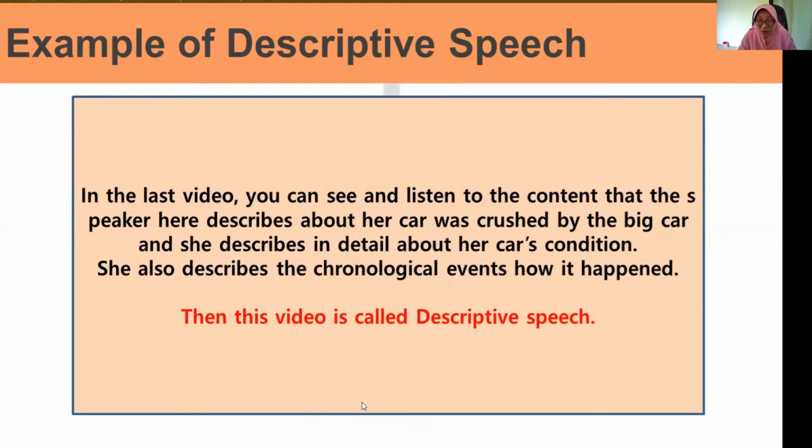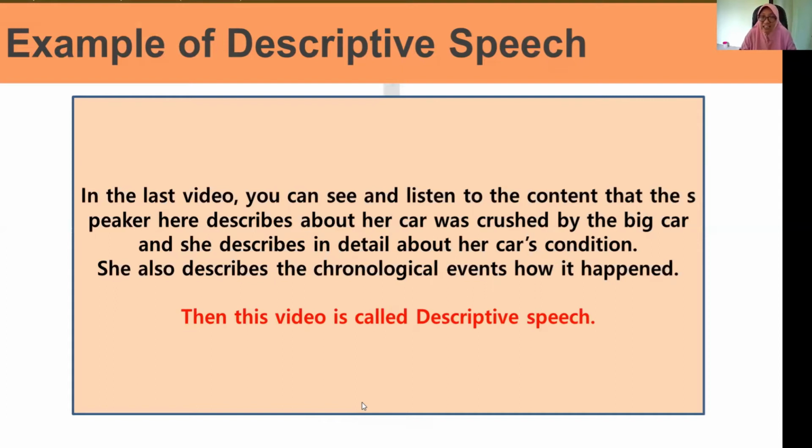Okay, after you watch the full video, in the last video here you can see and listen to the content that the speaker describes about her car being crushed by the big car. She describes in detail the car's condition. She also describes the chronological events, how it happened, and when it happened. So this video is called descriptive speech.